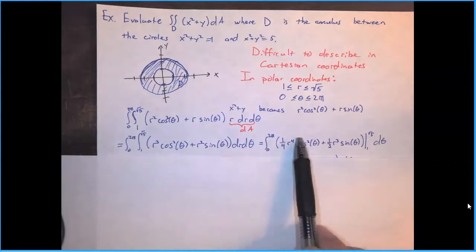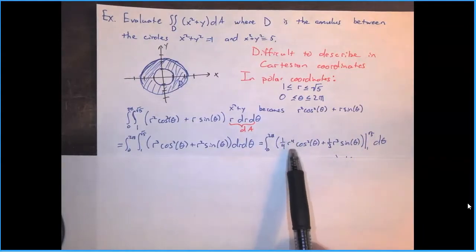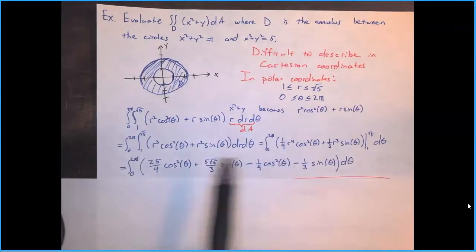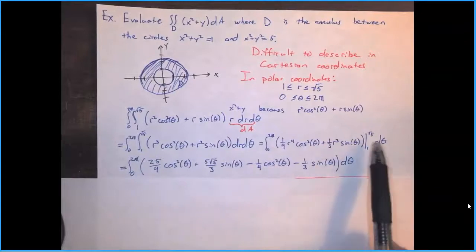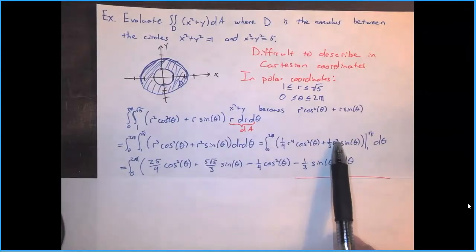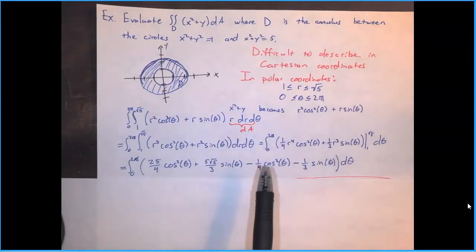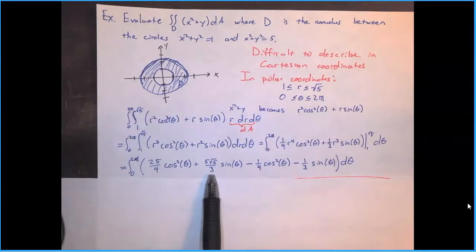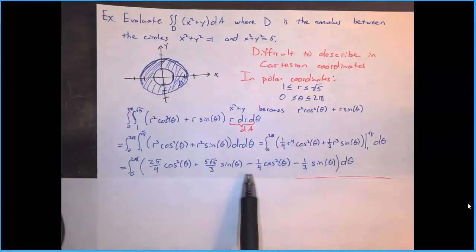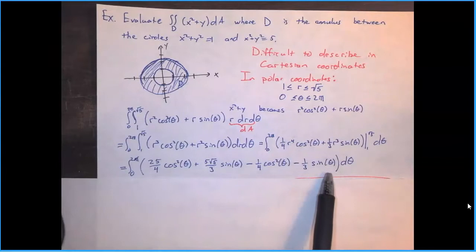When I plug in square root of 5 here, square root of 5 squared is 5. So this is really 5 squared, which is 25. So I get 25 over 4. When I plug in square root of 5 here, that's square root of 5 times square root of 5 times square root of 5, I get 5 root 5 over 3. And then I plug in 1, so I get minus 1/4 cosine squared minus 1/3 sine.